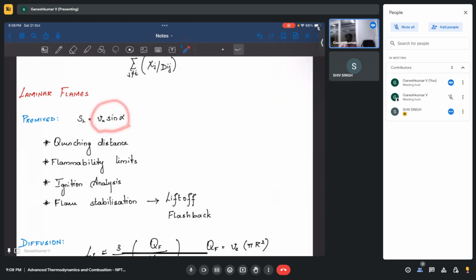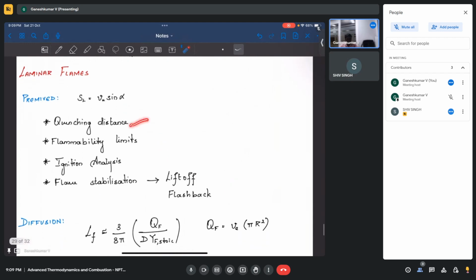This V_u sin alpha will tell what the shape is. Let's say if you have a Bunsen burner, there will be fuel and oxidizer coming out, and there will be a flame which stands on top of it like this. The shape will be given by this kind of relation. Other important parameters of this premix flame are the quenching distance, how much distance it takes for the flame to quench.